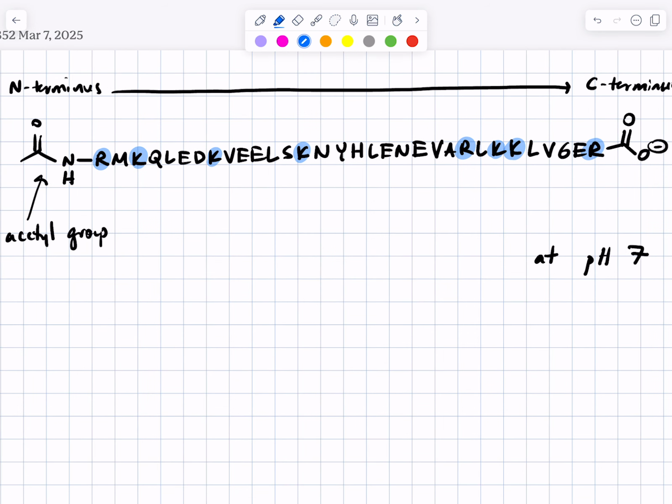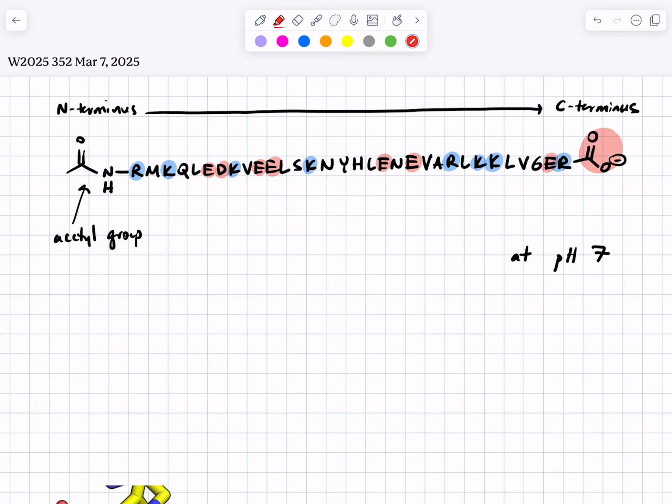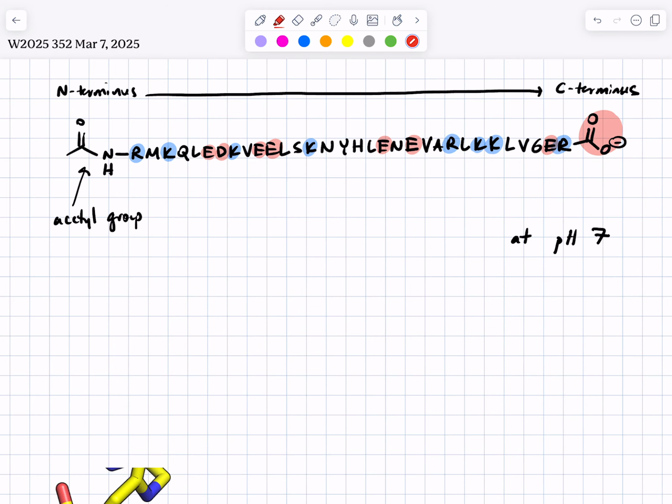And then minuses. We'll use red. That's E and D, these two E's, this one, this one, this one, and then the C terminus. So we've got overall 8 plus, and then 2, 4, 6, 7, 8 minus. Did anybody see anything there that I missed? Any pluses that I missed?